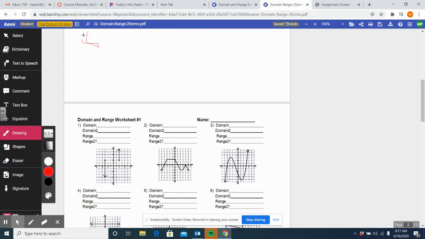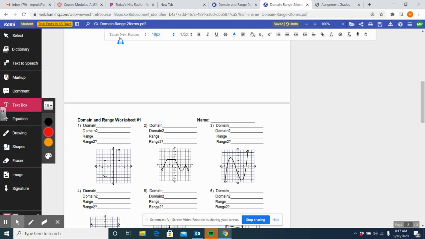Things to remember when we're writing domain and range. First off, your domain, and I'm going to type this out. Domain is your X values. We look left to right. So when we write our domain, it's the farthest left point, and then you use your sign, and it can be less than or equal to X, and then your farthest right point.